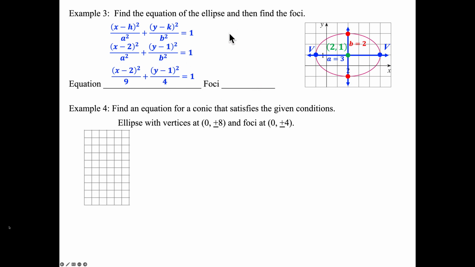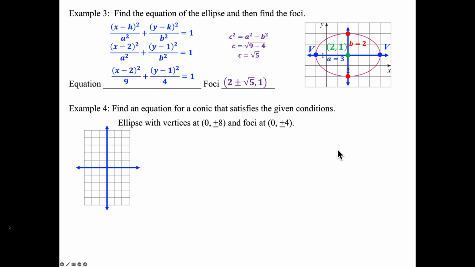My foci, Pythagorean theorem with the minus sign. A squared 9 minus b squared 4 is 5, the square root of 5. So we'll add and subtract the square root of 5 left and right, because that's the direction of my vertices. So 2 plus or minus the square root of 5, comma 1.